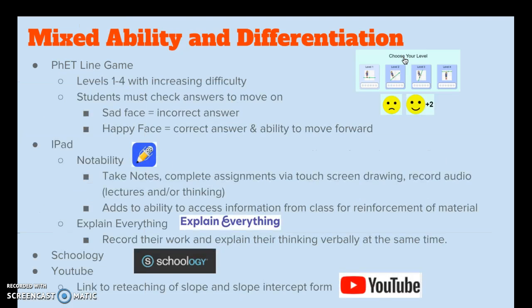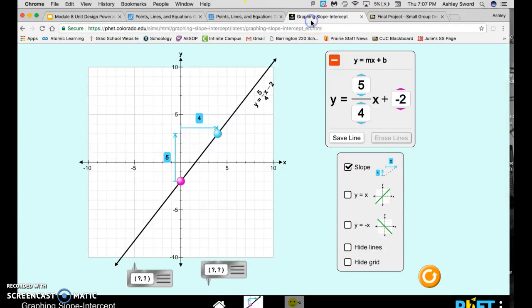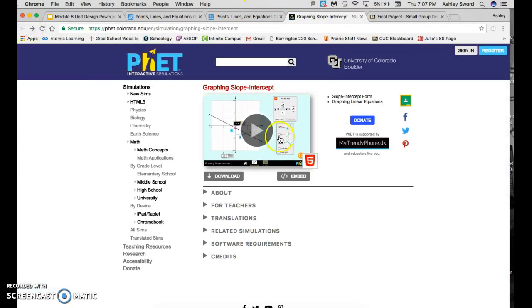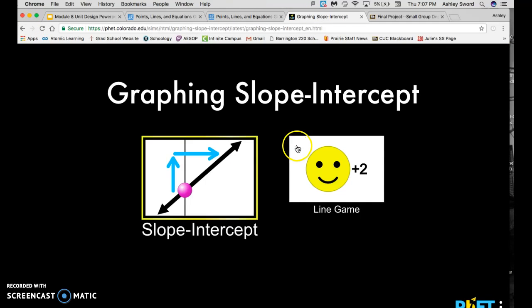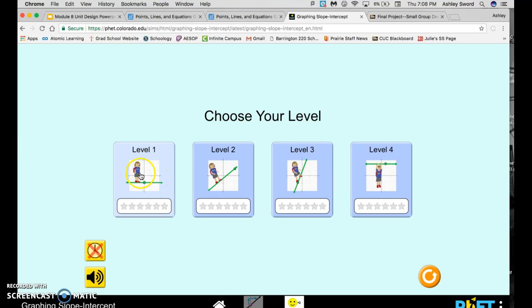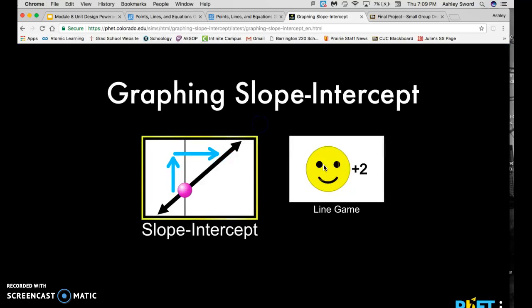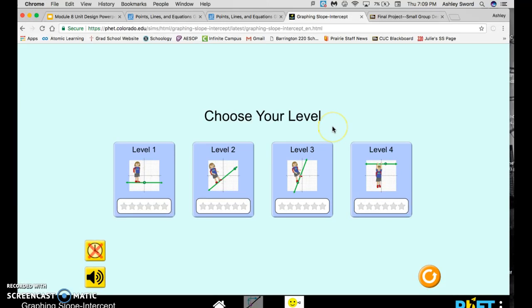Within the PhET online simulation, there is a game called Line Game. Students can pick from levels 1, 2, 3, or 4. Here is how I would access the Line Game. Here are my different levels. These levels grow in difficulty as a student progresses.